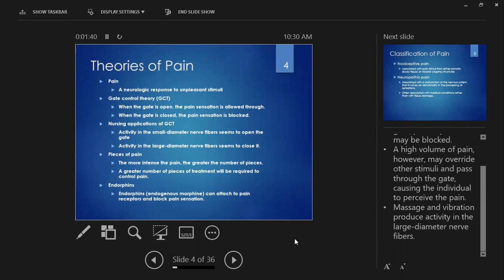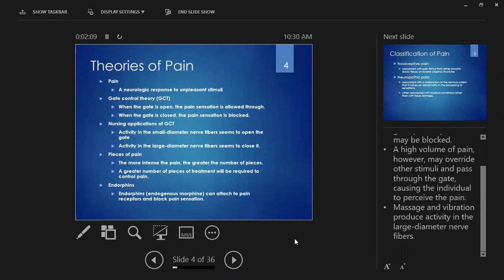Now, if there are multiple pieces of pain because there are multiple areas where the child or the cognitively impaired adult is experiencing pain, that means that there will be more than one treatment method, more than likely, right? The greater number of pieces will require a greater number of pieces of treatment to control the pain. And of course, the more intense the pain, the greater number of pieces they may pick.